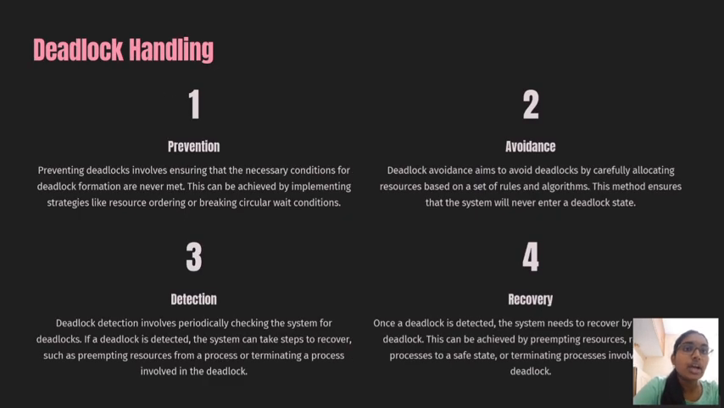Deadlock handling. Prevention, avoidance, detection, and recovery. Preventing deadlocks involves ensuring that the necessary conditions for deadlock formation are never met. Deadlock avoidance aims to avoid deadlocks by carefully allocating resources based on a set of rules and algorithms. Deadlock detection involves periodically checking the system for deadlocks. Once a deadlock is detected, the system needs to recover from the deadlock. This can be achieved by preempting resources.